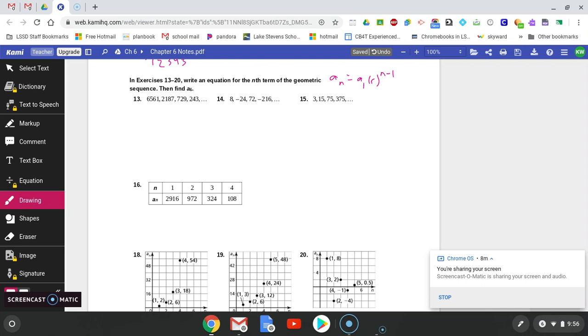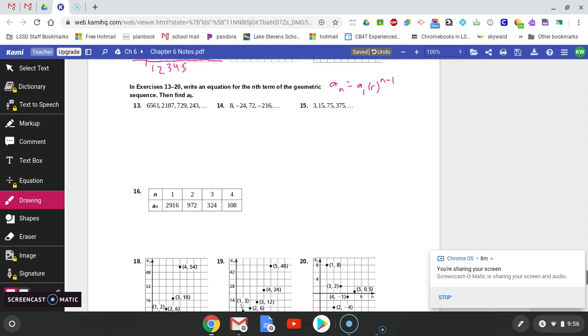So I need to identify two things. I need to identify the first term, which is 6,561. And I need to identify the multiplication pattern. So as I'm going across, I'm actually dividing by 3. Dividing by 3 is the same thing as multiplying by 1/3. So my r is going to be 1/3. All right, so if I'm writing just the general formula, that's a sub n is equal to my first term, which is 6,561, times my multiplication pattern to the n minus 1 power.